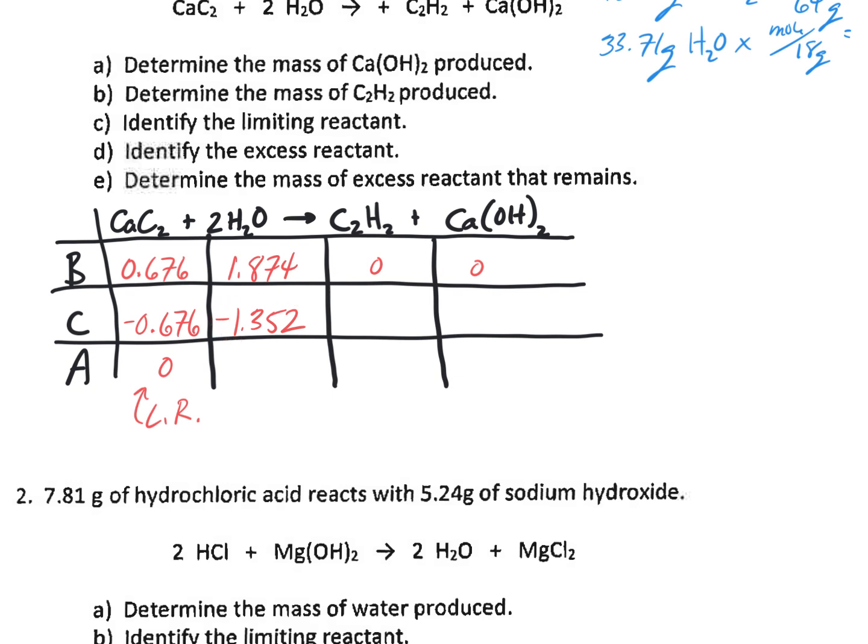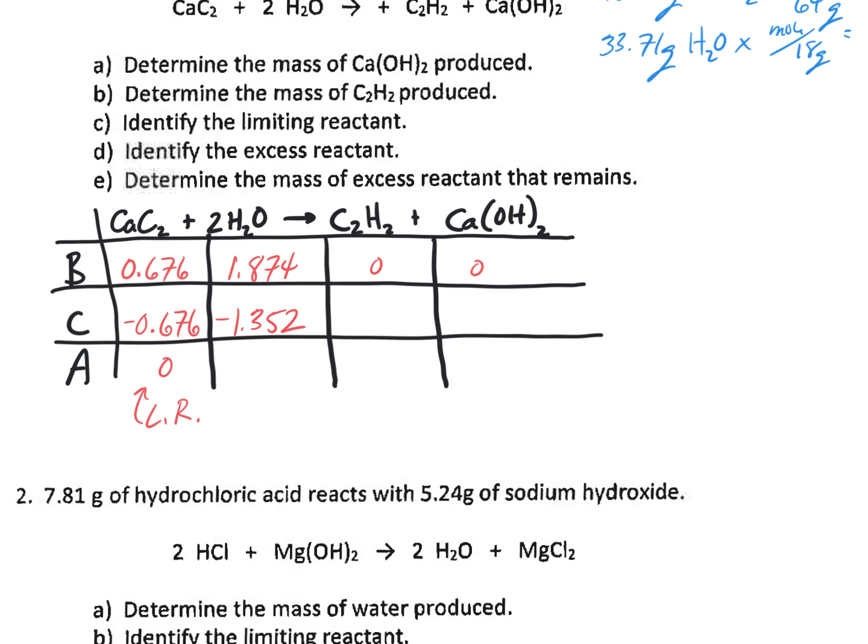So now I would take the amount of water that's actually given minus the amount of water that's going to be used. Now, before I do that, let's just run through how I know that water is not the limiting reactant. Here it is. If I was to use up all of this water, I would need about 0.9 moles of calcium carbide. I cannot take 0.9 moles away from 0.7 moles. That's basically what that is, 0.7.